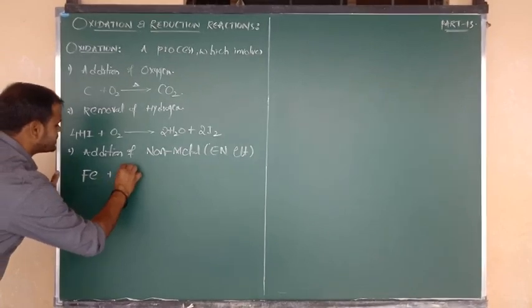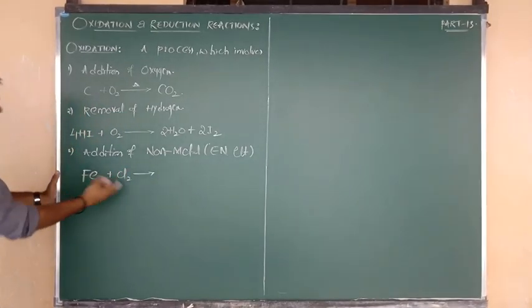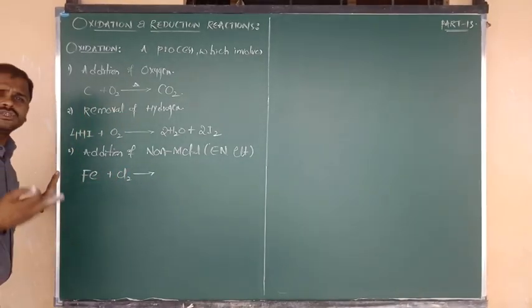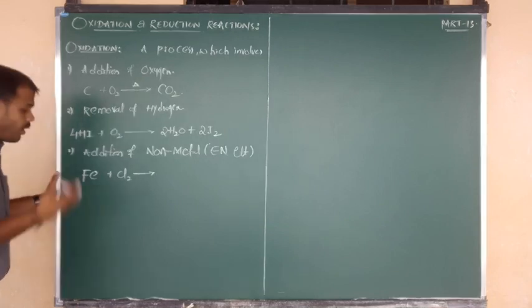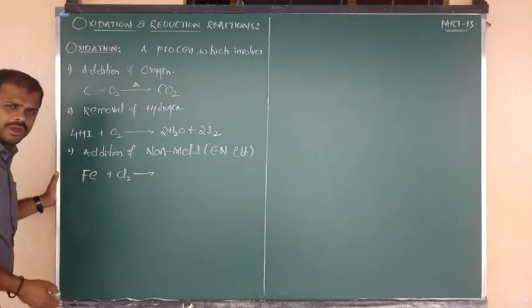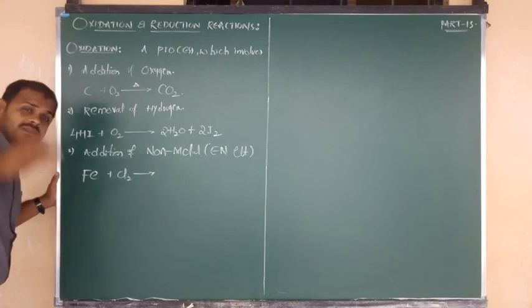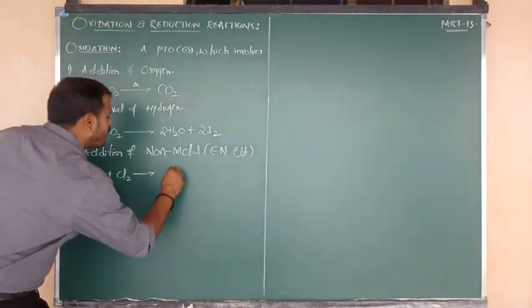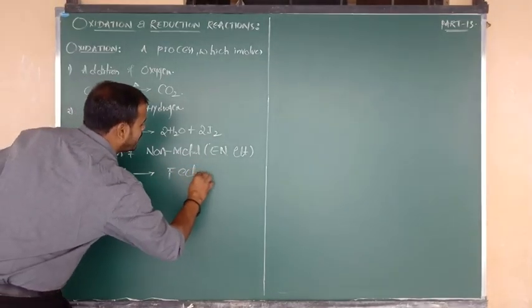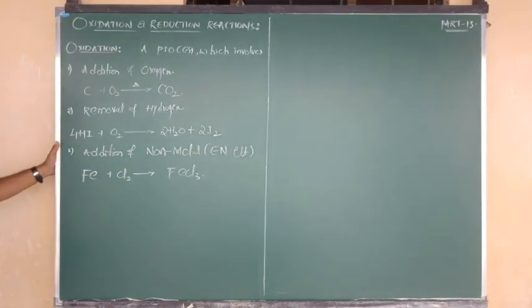I am going to add first of all chlorine. Iron on reaction with chlorine changes into iron chloride. Or we can say Fe on reaction with chlorine changes into the product that is nothing but ferric chloride. What is the formula of ferric chloride? The formula of ferric chloride is FeCl3. Now we have to do the balancing.